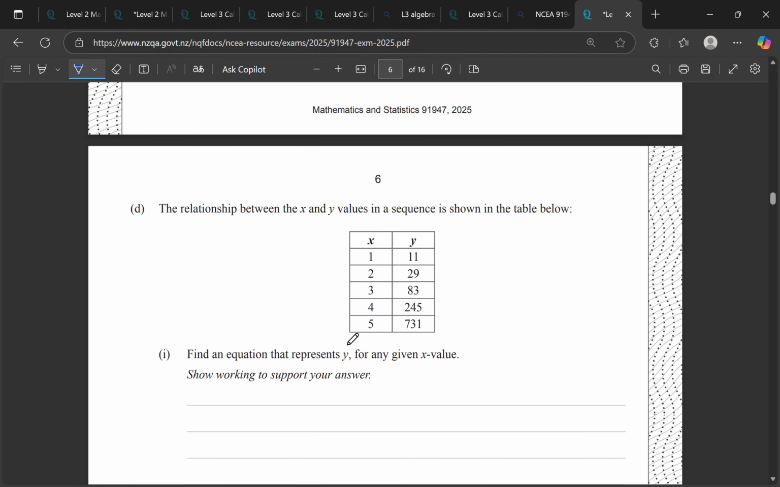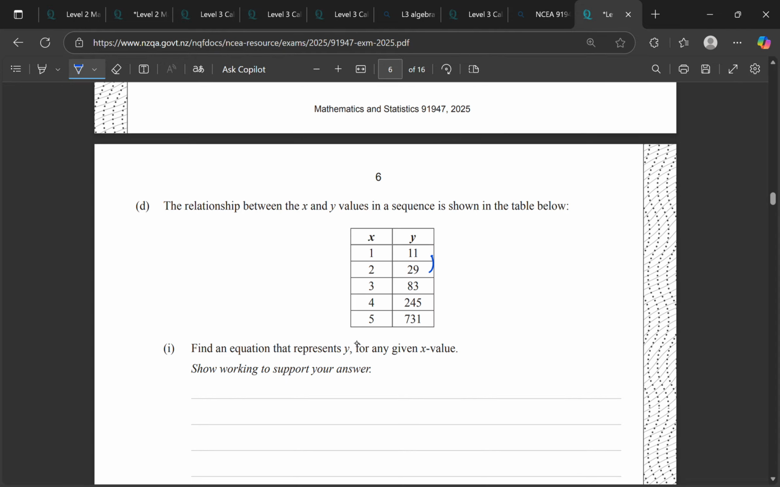Question D. This was a bit challenging, I reckon, because I expected a quadratic equation, but it turns out not. I'll show you what this is. First of all, always find the difference. We expect a common difference. So what is it? 29 take away 11 is 18, and 83 take away 29 is 54. So obviously it's not a common difference, so it's not linear.